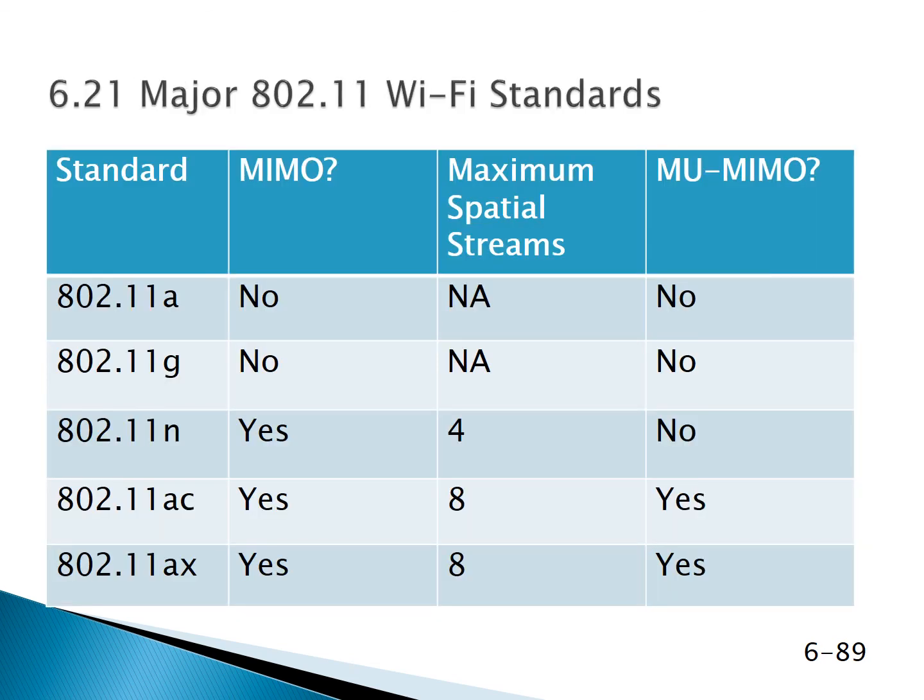So this is a table that again compares the different Wi-Fi standards in terms of whether they support MIMO, the maximum spatial streams, and whether they support MU-MIMO. As we said, earlier versions do not have the MIMO. This one has, but it's not really working very well. But the AC and AX have MIMO and also MU-MIMO. And then spatial streams were proposed in N, so there were four, and then for AC and AX there can be a maximum of 8 spatial streams.